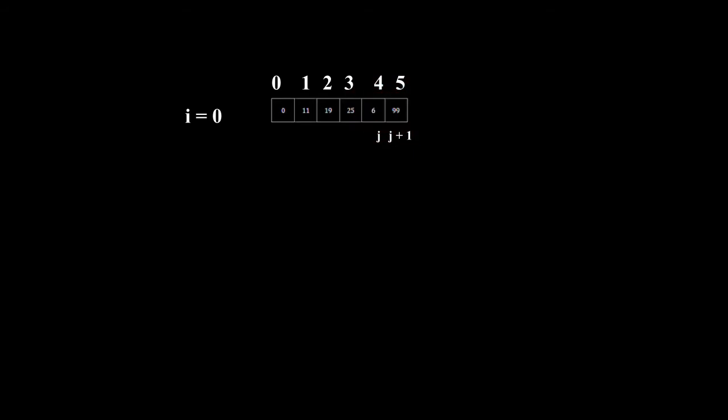At the end of the 0th iteration, we can find the largest value of the sequence at the highest index position of the sequence, 5, and then increment i by 1. In the first iteration, the initial value of j is 0.